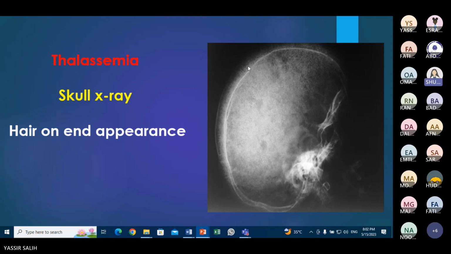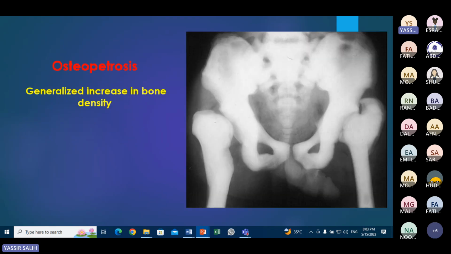Hair on end appearance. It has many differential diagnoses; even sickle cell anemia can cause this, and also thalassemia and others. Mention one cause of this appearance: you can write thalassemia or sickle cell anemia. The common one is thalassemia. Hair on end appearance.